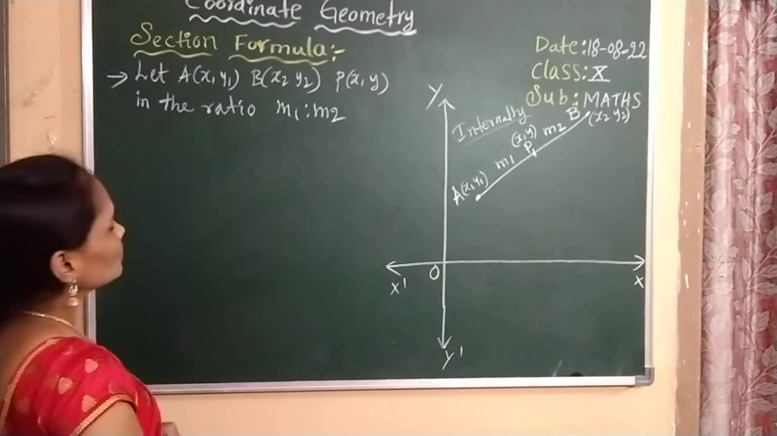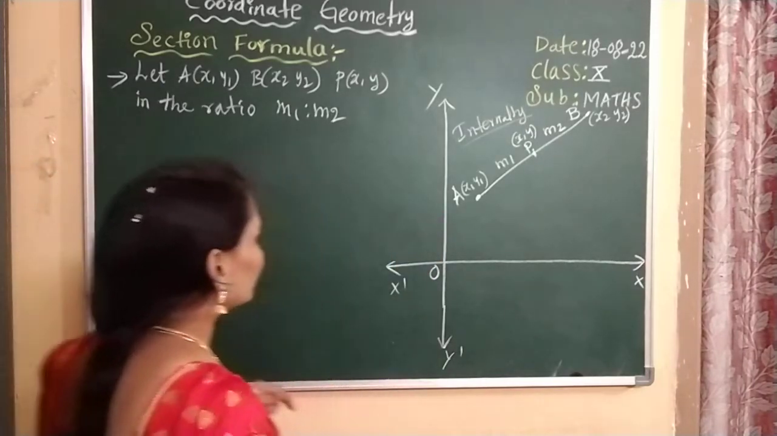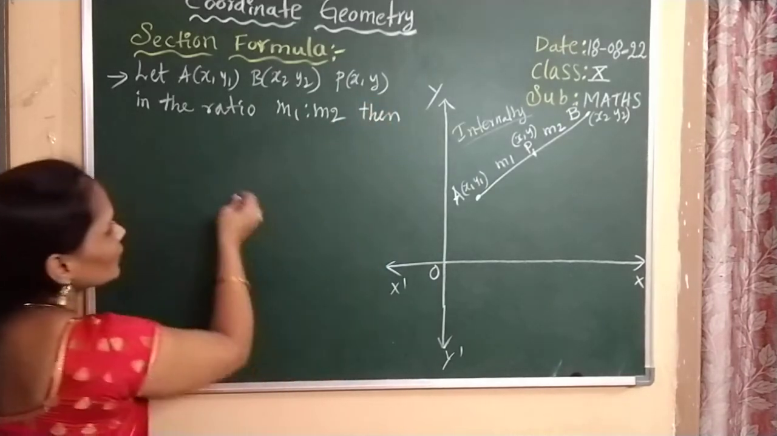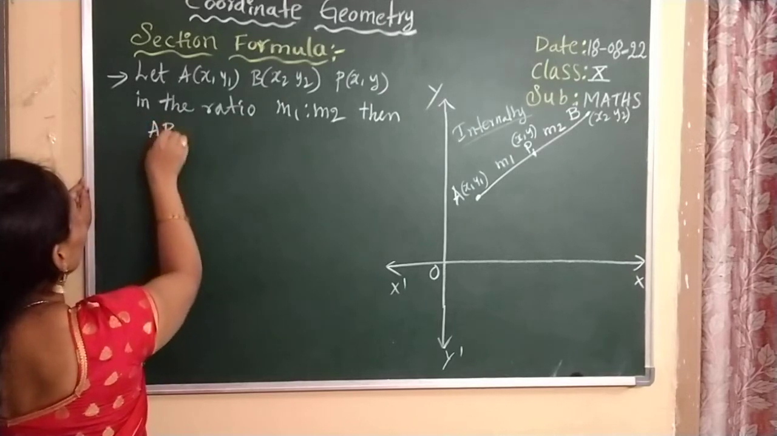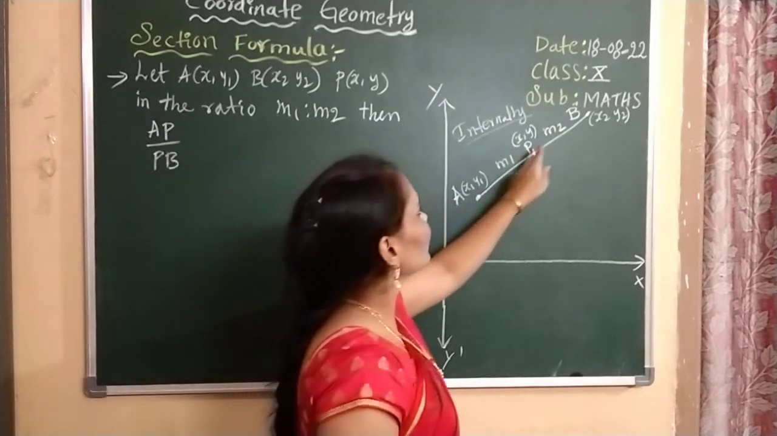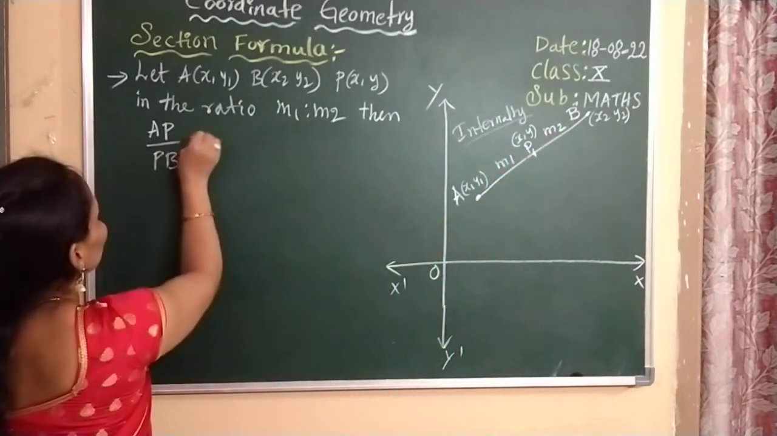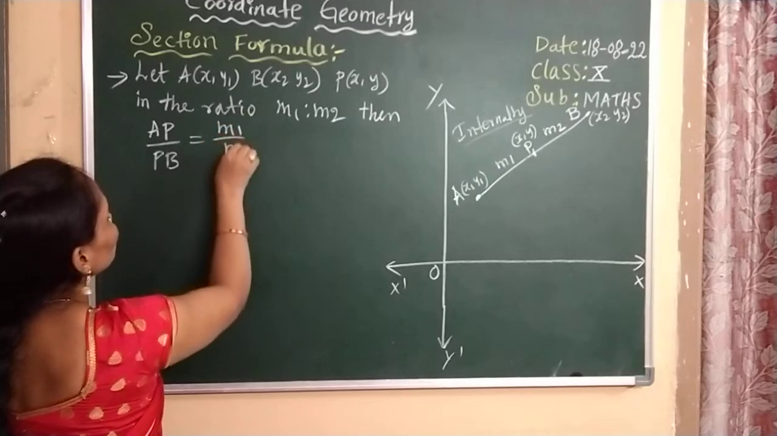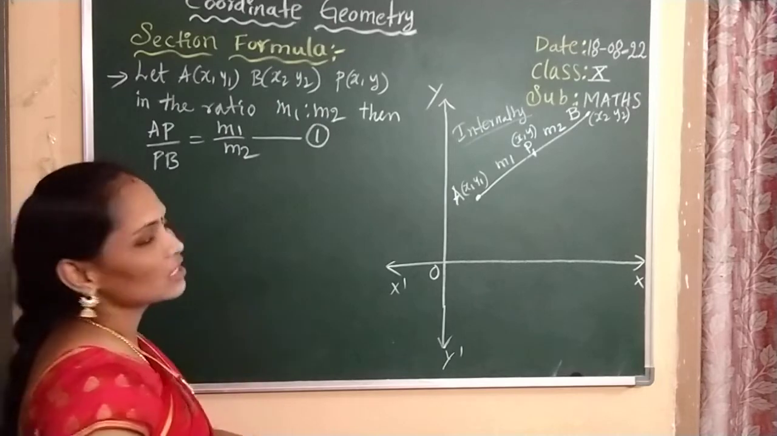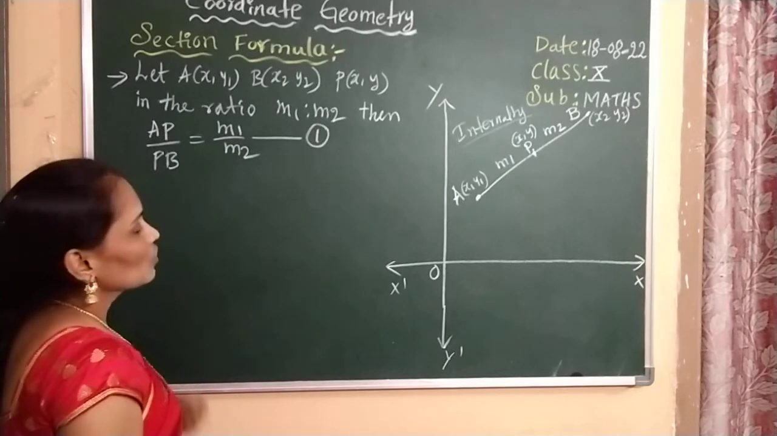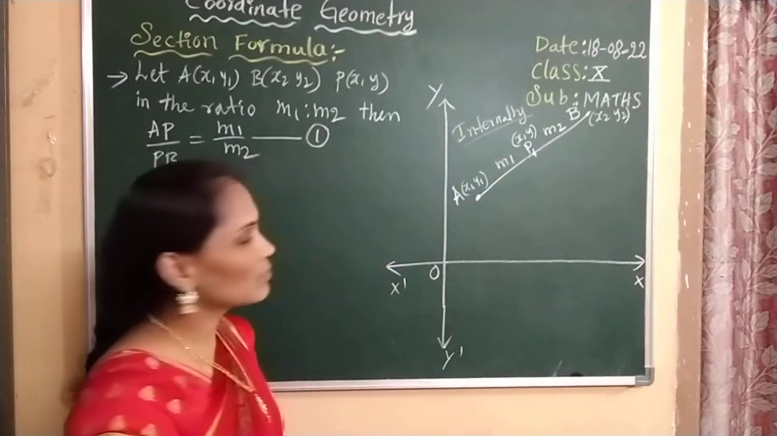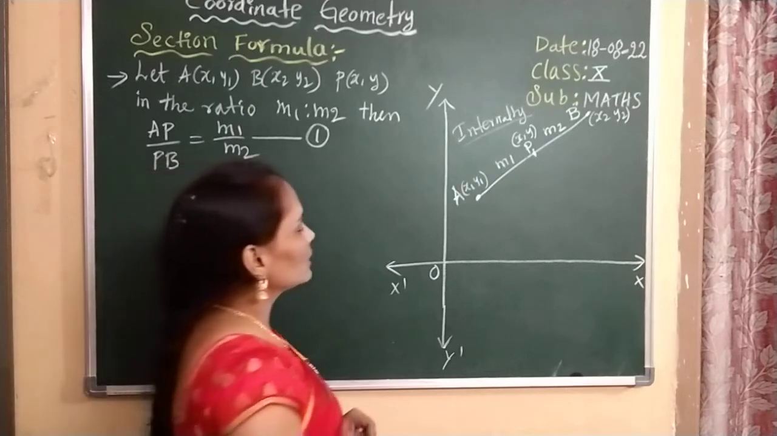Now, if it is divided internally, then we can write AP divided by PB, which is equal to m1 by m2. Let us take this as equation 1. After taking equation 1, we need some construction here, so it is better to construct.